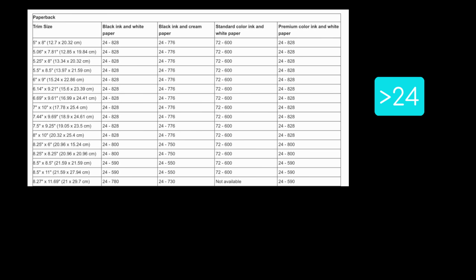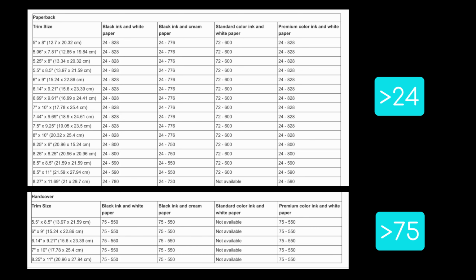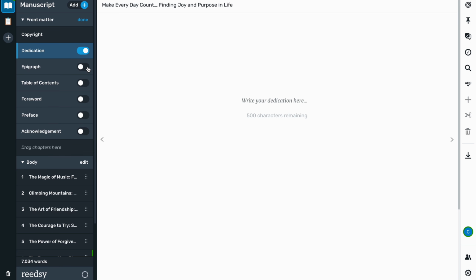For the paperback option, Amazon KDP has a minimum of 24 pages and for hardcover a minimum of 75. As I'd like to create a hardcover book with short stories, I will go for at least 75 pages. Take into account that your book might include introductory and closing pages.